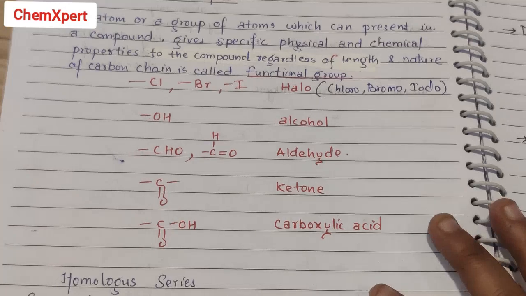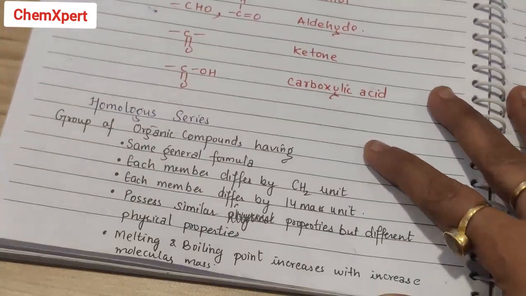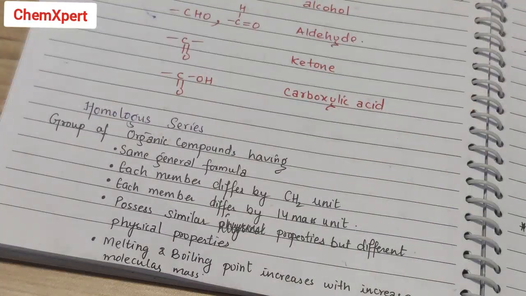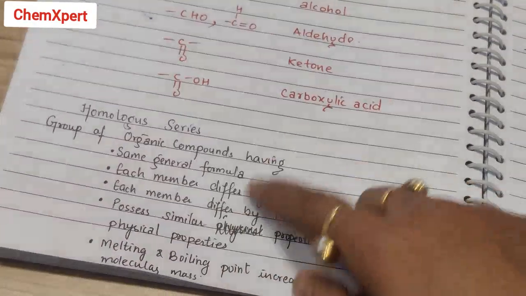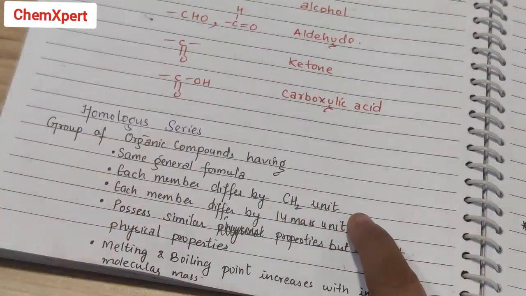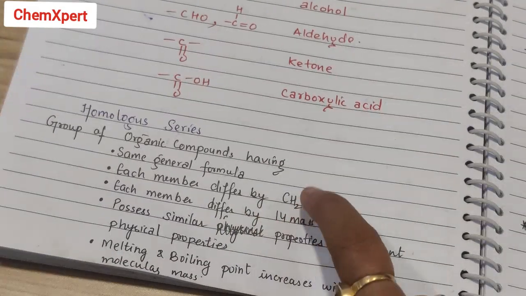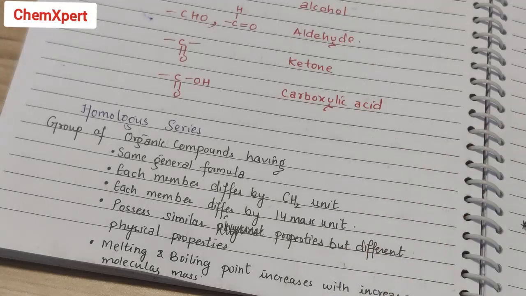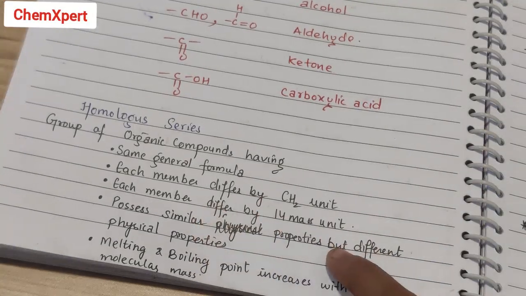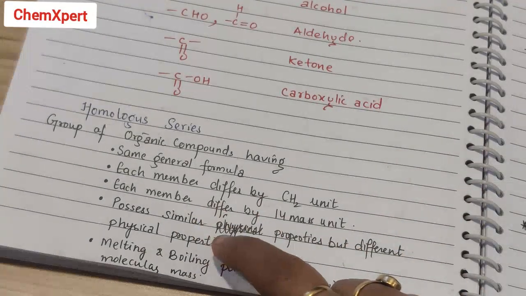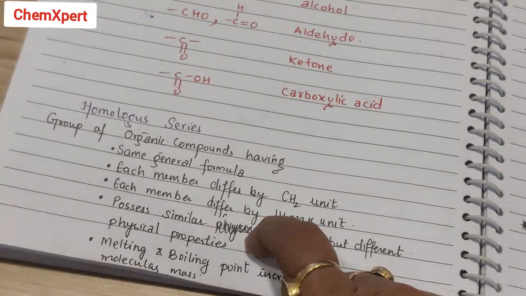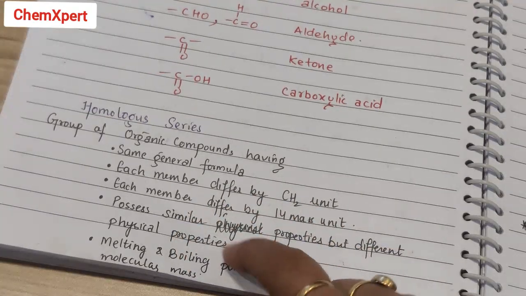Now the next 3-mark important question, define a homologous series. So this is a group of organic compounds having the same general formula. These are the points you must learn. Each member differs by a CH2 unit. Each member differs by 14 mass units. What is the mass of CH2? 14 mass units. And they possess similar chemical properties but different physical properties.